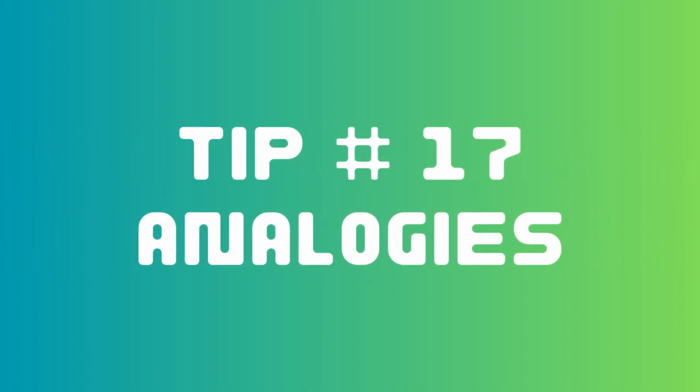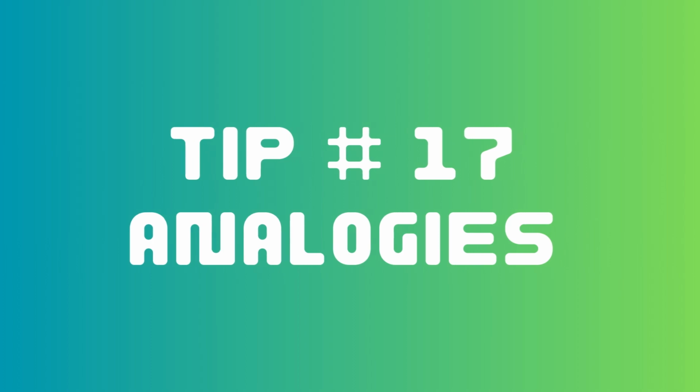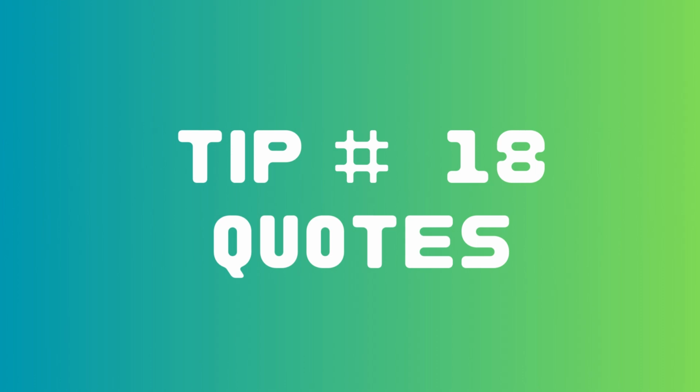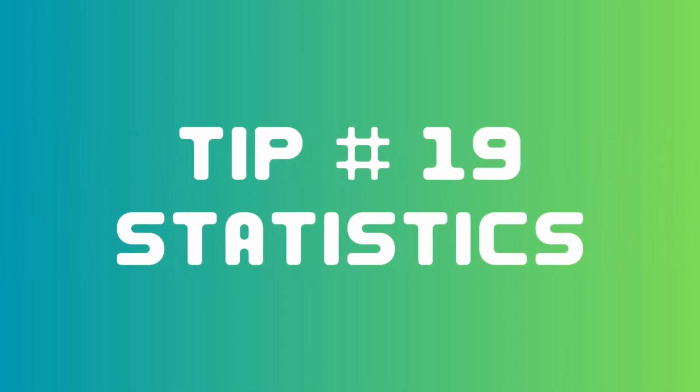Tip number 17, analogies. Encourage ChatGPT to use analogies or examples to clarify complex concepts. Tip number 18, quotes. If you want relevant quotes or statements from experts, feel free to ask. Tip number 19, statistics. If you'd like to incorporate statistics or data to support claims, mention it.